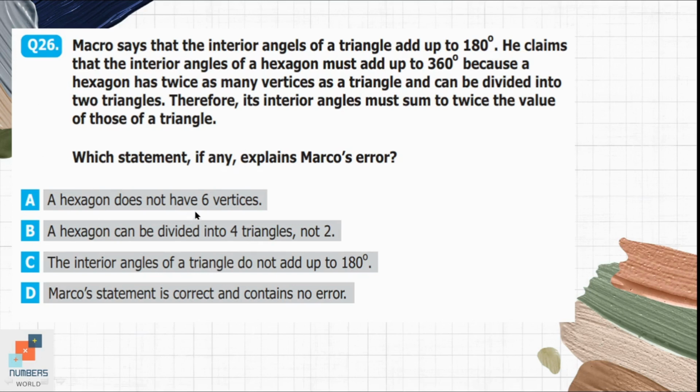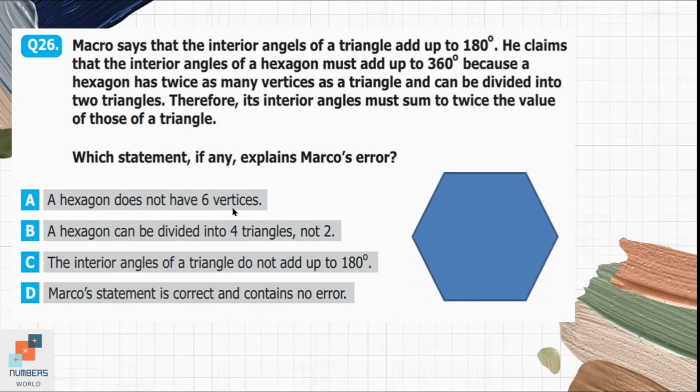Option A is a hexagon does not have 6 vertices. This is incorrect because a hexagon has 6 vertices. Option B is a hexagon can be divided into 4 triangles, not 2. This is also not right because a hexagon can be divided into more than 4 triangles, like it can be divided into 6 triangles. Option C is the interior angles of a triangle do not add up to 180 degrees, which is not correct because we know the sum of the interior angles of a triangle adds up to 180 degrees. The last statement is Marcos's statement is correct and contains no error.